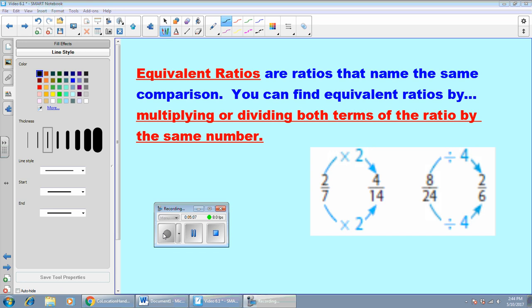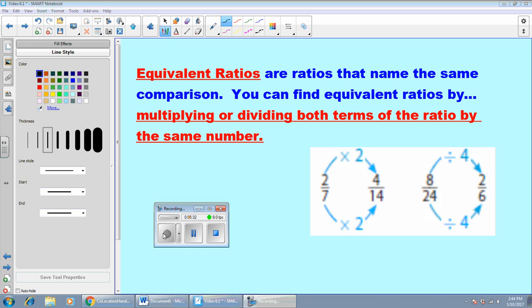So think about those moon and star beads when these next couple of questions come up. Essentially, equivalent ratios are ratios that name the same comparison. You can find equivalent ratios by multiplying or dividing both terms of the ratio by the same number. And that's what you learned about finding equivalent fractions. So multiplying the numerator and the denominator will keep it in proportion.